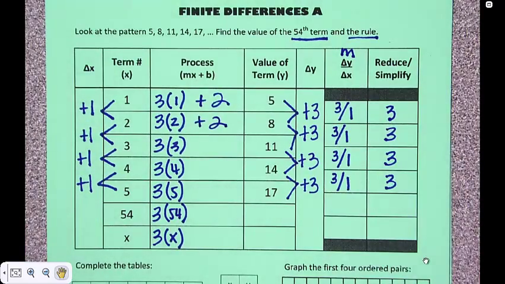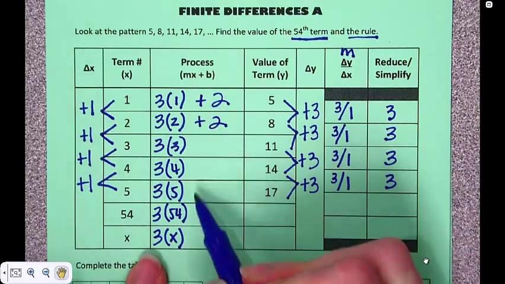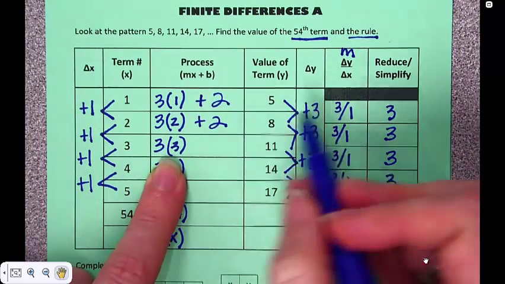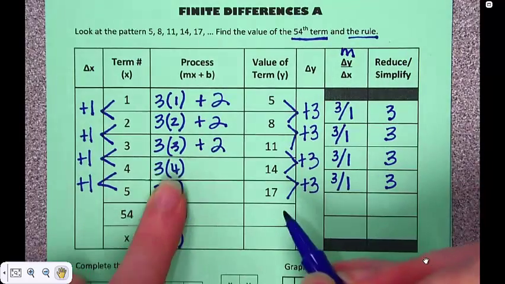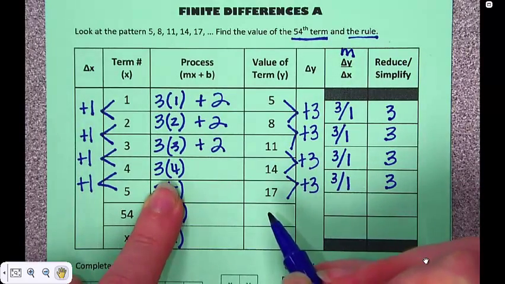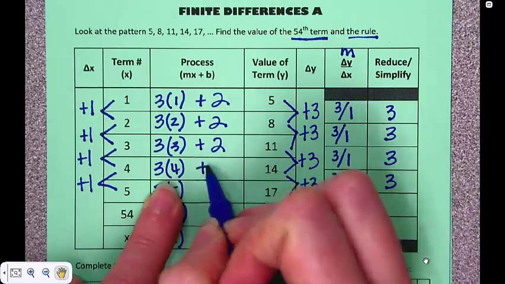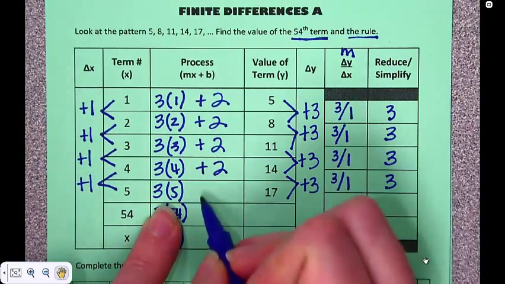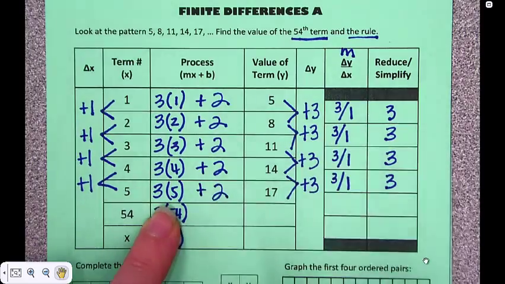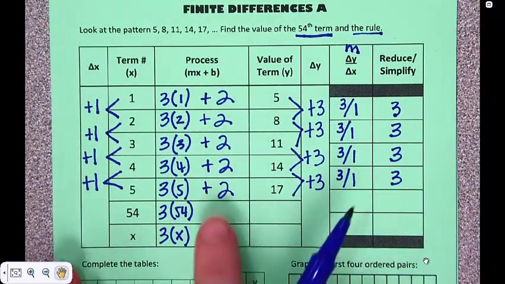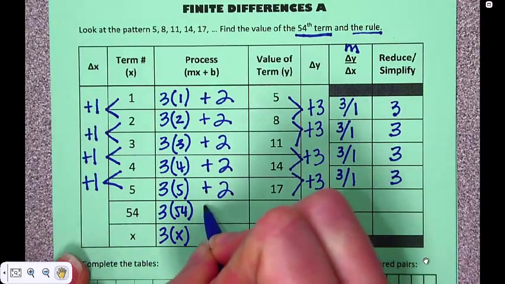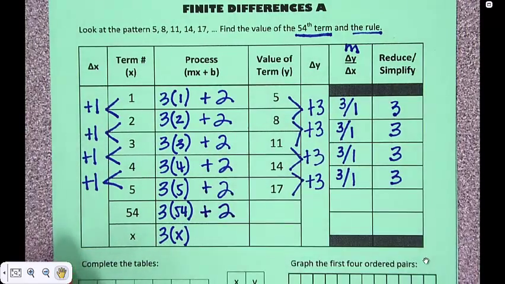We're going to go ahead and do the same thing all the way down our column. So 3 times 3 is 9. How would I get 11? I would add 2. 3 times 4 is 12. How would I get 14? Add 2. 3 times 5 is 15. How would I get to 17? I would add 2. Let's go ahead and look. All of these are adding 2. So let's make a guess that we would add 2 there.